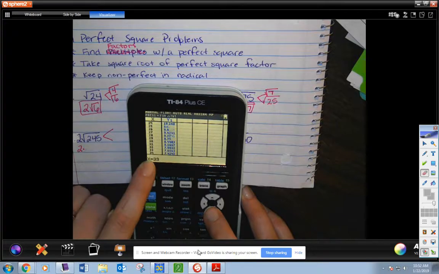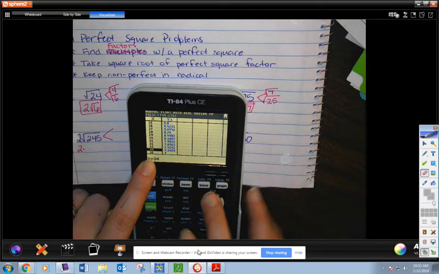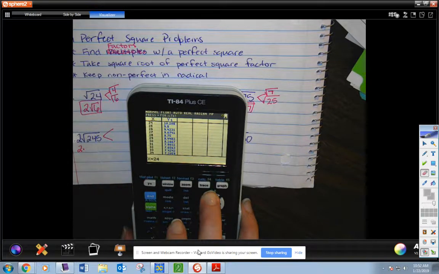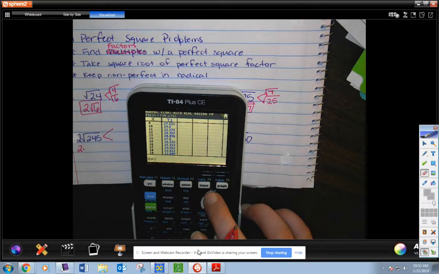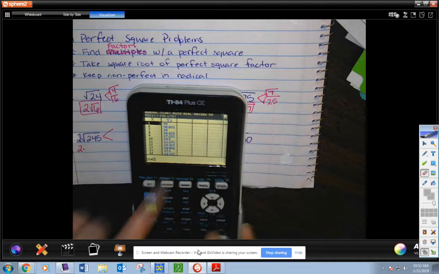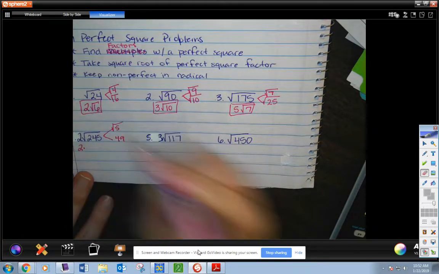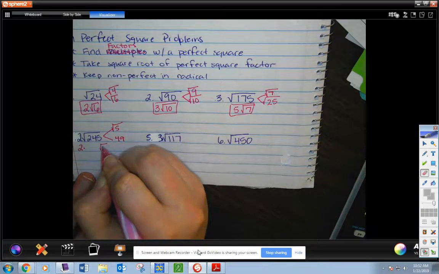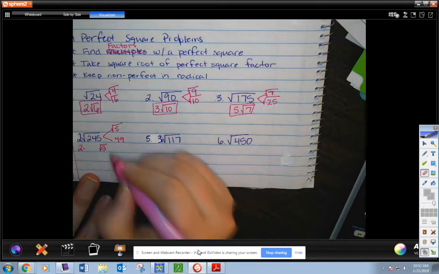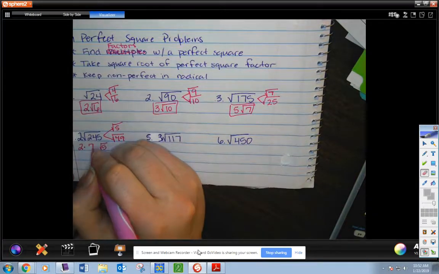And it looks like 7 and 35 is going to be the next one. So the only one that had a perfect square was 5 and 49. So I'll scroll back up so you can see. 5 and 49. So I'm going to put in 5. I'm going to put in 49. When I take the square root of 5, I actually cannot do that. So I put 5. When I take the square root of 49, I get 7.